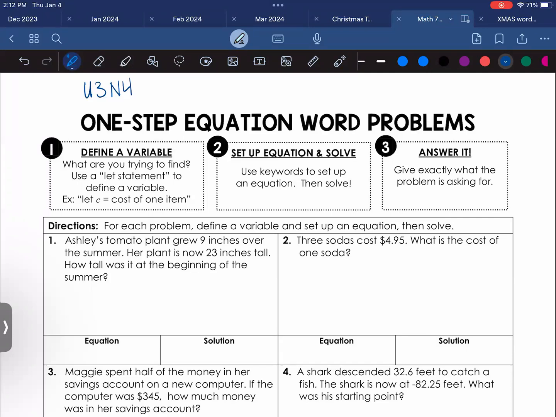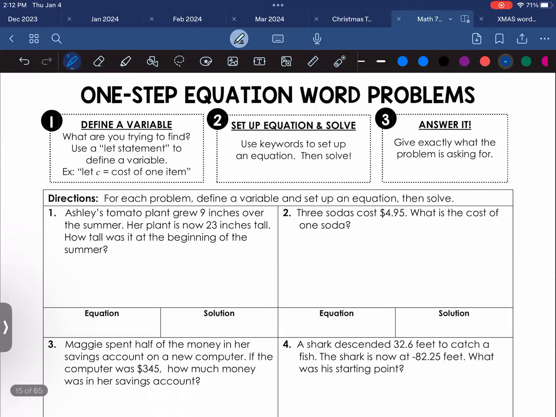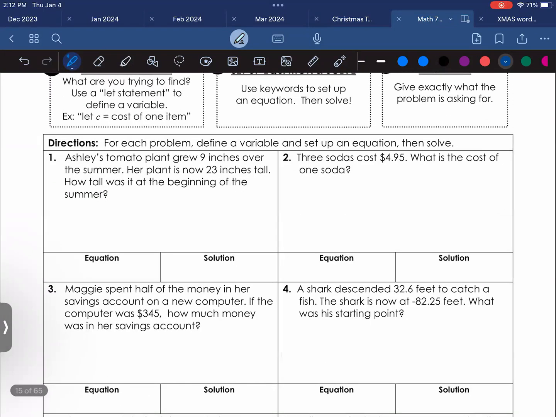All right, number 1. It says Ashley's tomato plant grew 9 inches over the summer. Her plant is now 23 inches tall. So grew 9 inches. Now it's 23 tall. How tall was it? So the question is, how tall was it at the beginning of summer? Okay, so we need our let statement or defining our variable. You can choose whatever you want, but let B equal the beginning height.